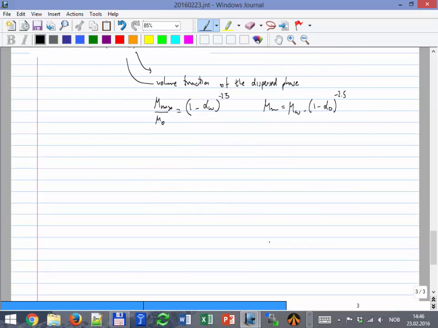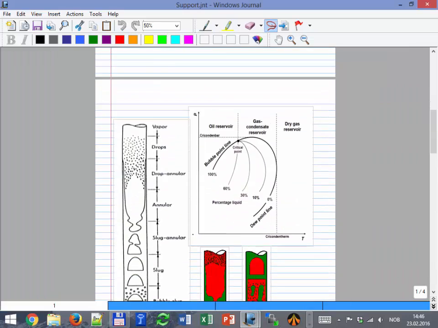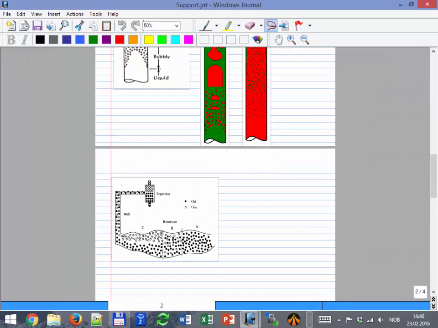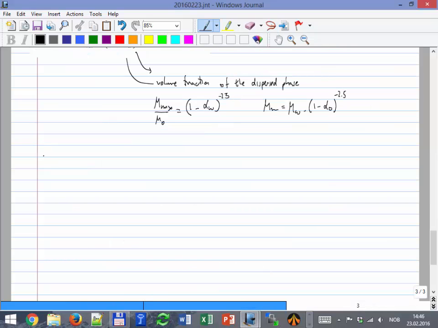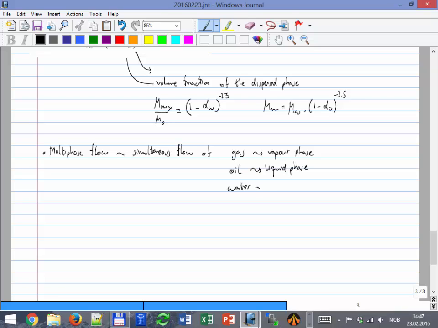Okay. Now we go actually to multiphase flow. I don't think I had any other pictures to show you. Okay, so now we go to full multiphase flow. And multiphase flow is what is most commonly found in production systems. We have simultaneous flow of gas, oil, and water, okay? Where gas is a vapor phase, oil is a liquid phase, and water is also a liquid phase.